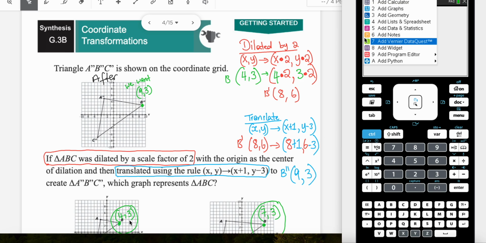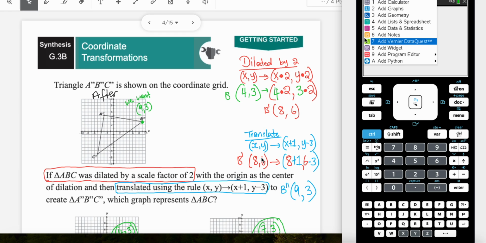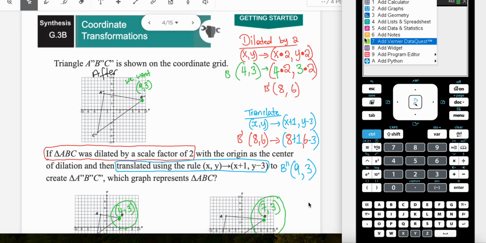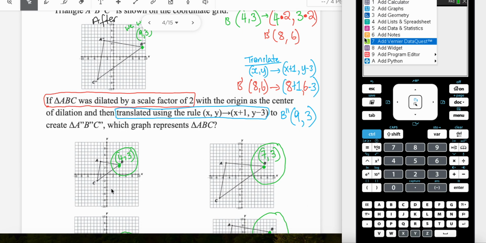So if we use this B on this graph, this is what our answer would be. We're going to see if that's what we wanted. Yes, we want 9, comma 3, and we have 9, comma 3. So notice that the answer would be the first graph, option A. So A, B, C, D. The answer would be A.